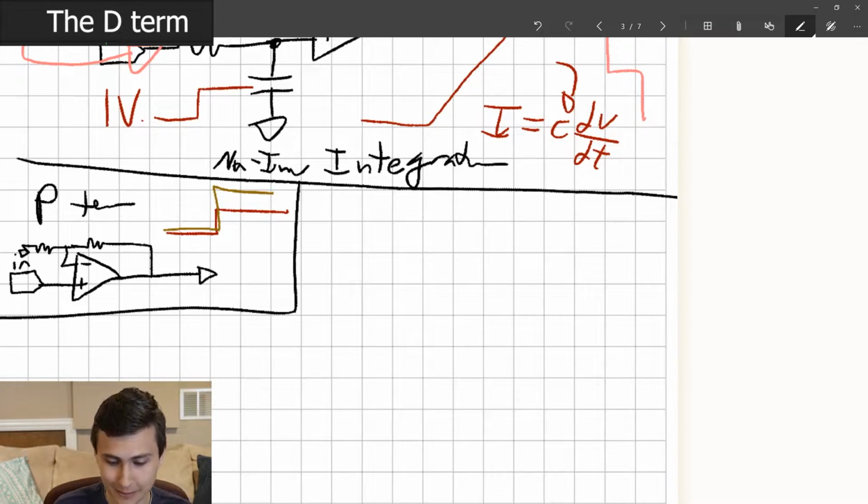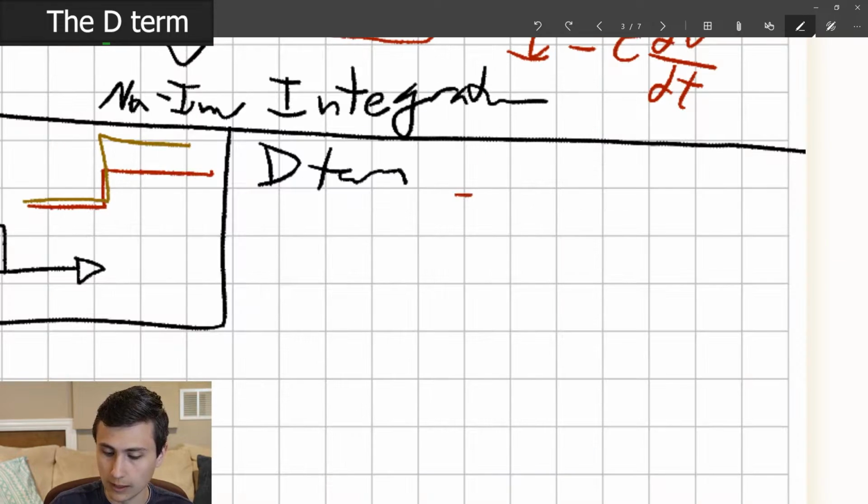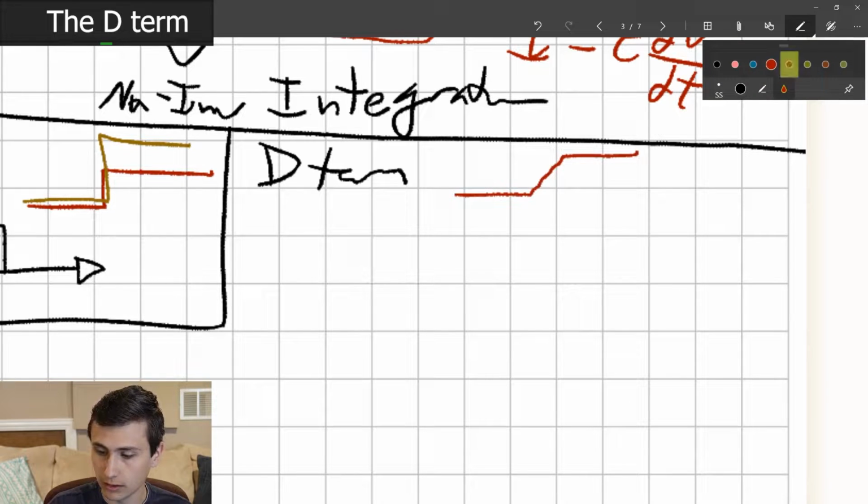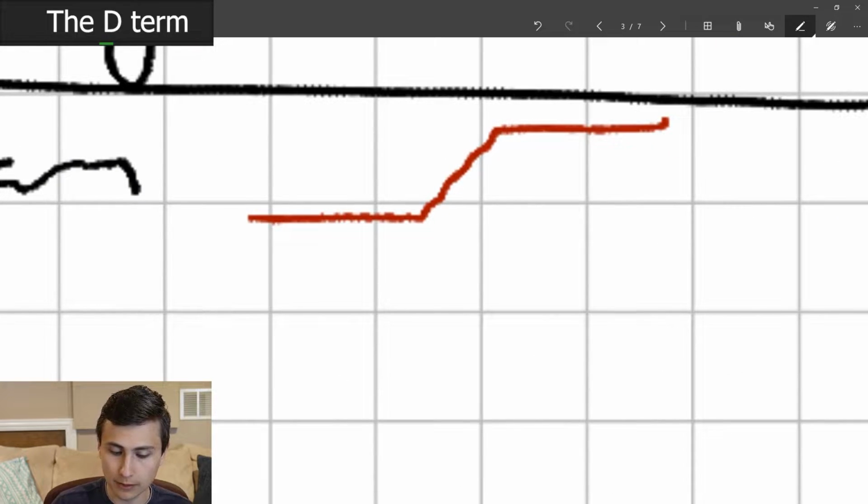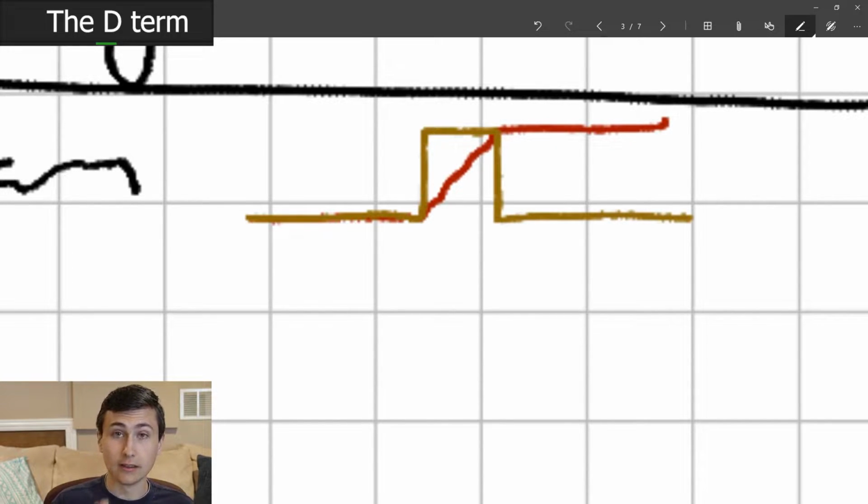What about the D term? The D term. This is the differentiator. When the input does this, the output is this. It's amplifying the rate of change. So the entire time, the slew rate is constant and increasing, the output is some positive number. When change stops, it has a 0 term. So it's only impacting the loop during moments of change.